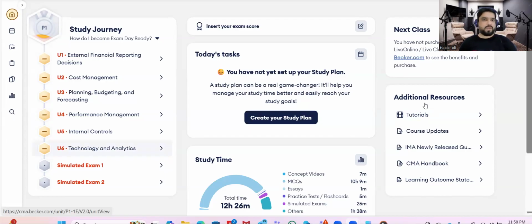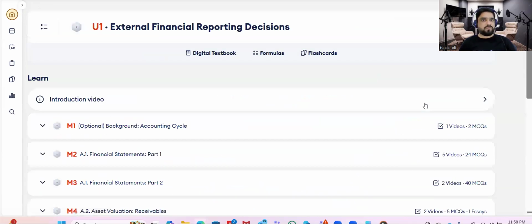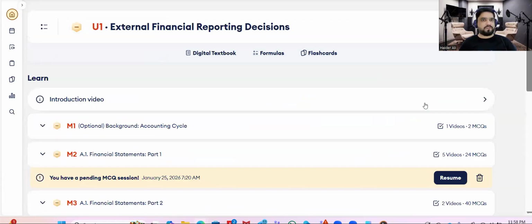So before we begin our MCQs practice questions, let's introduce the course outlines and its sections. We have a total of 6 sections, and each section has multiple modules. You can see them on your screen, on the left side of your interface. So today we are going to begin with our first module, external financial reporting decisions. This is entirely based on financial reporting.